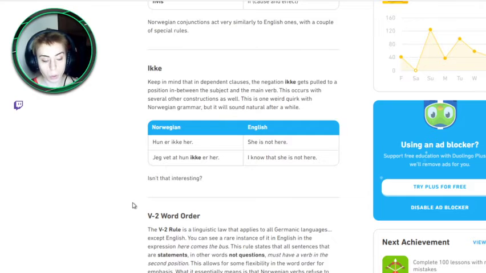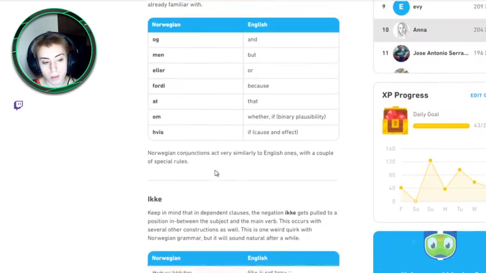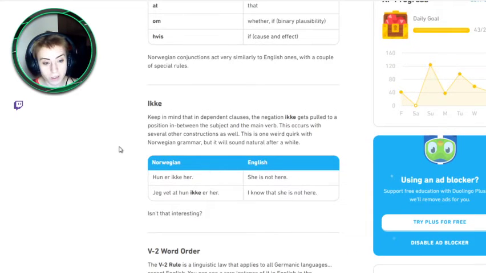Independent clauses, so parts of sentences that are not dependent on another part of a sentence. Hun er ikke her is an independent clause because it has a subject and a verb. Ikke her, is not here, is a dependent clause because it has no subject in it. It needs jeg vet at hun. So I think that's my understanding of it anyway.